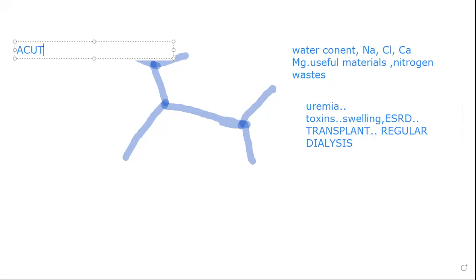Then we have another condition, which is acute renal failure. Acute. When we say that a disease is acute, what does it mean?